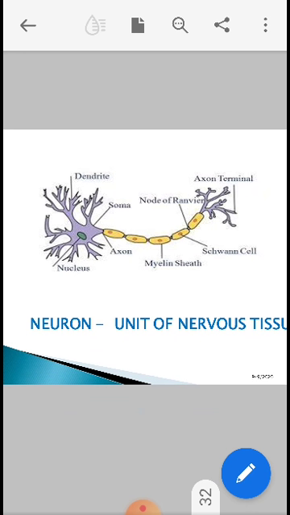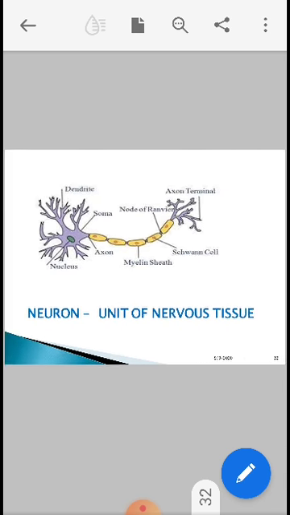Now what works in the absence of the brain? It is the spinal cord. So the spinal cord also plays an important role in the nervous tissues. So this is the last part of the lesson.